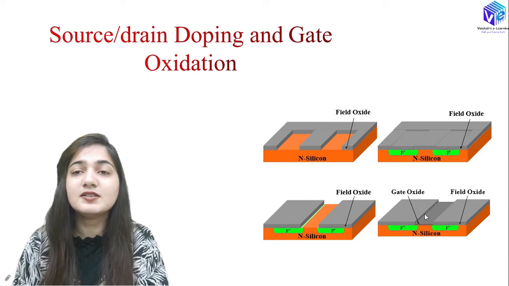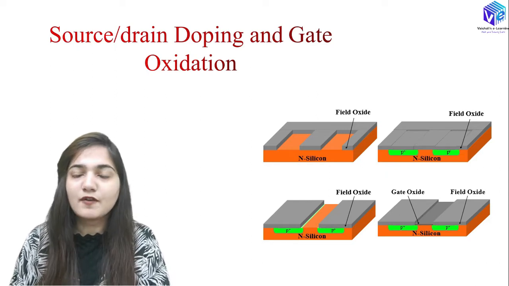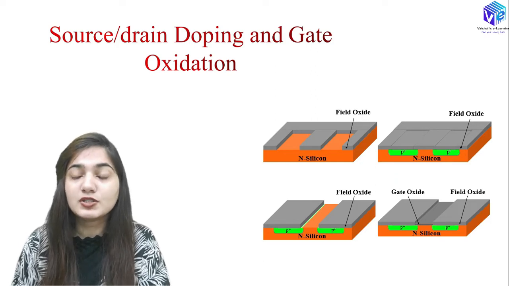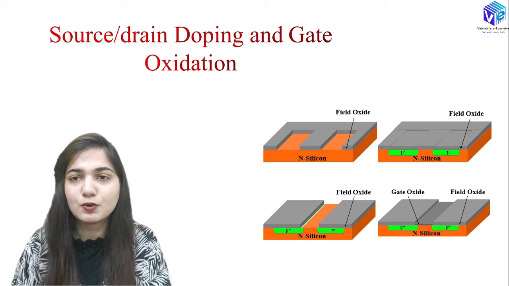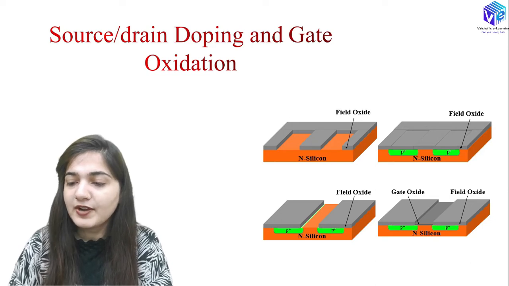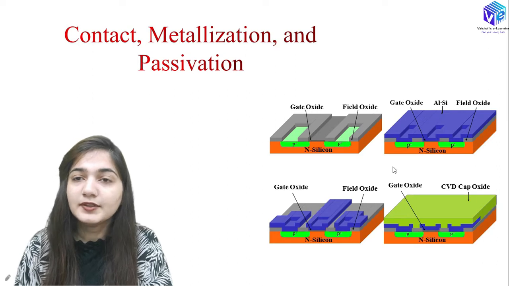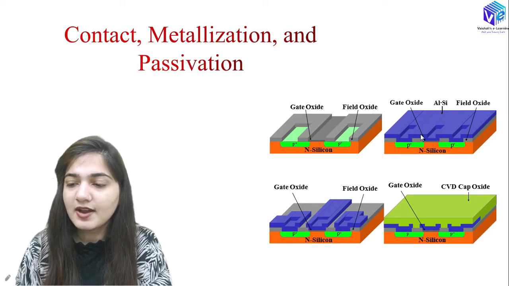Gate oxidation is a simple oxidation that we have already discussed. So it's the same kind of oxidation that we have done in the field oxidation, but the thickness should be less. Okay, so this gate oxide is very thin as compared to the field oxide layer. Right after that we are going to form the contacts. Right, so you can see after that we are forming the metallization.